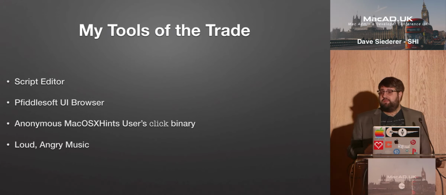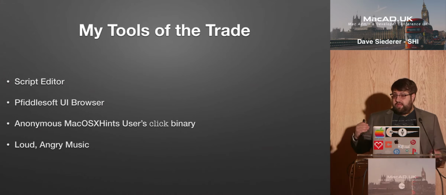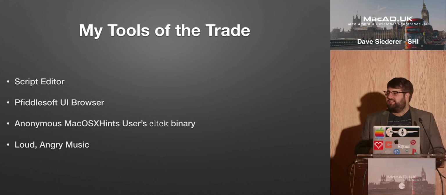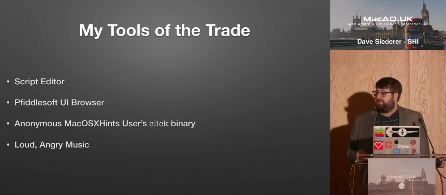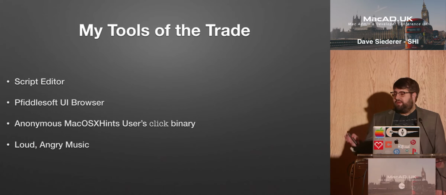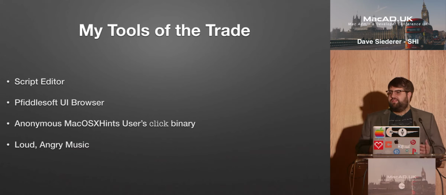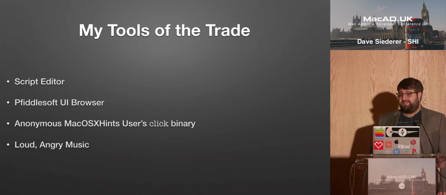Fiddlesoft has a wonderful app called UI Browser that I'm a big fan of, and that'll let you dig down to the exact elements that you want to get to. I am using a binary from someone on macOS 10 Hints, which has since shuttered or is read-only today. It was a very simple binary called click, and that is basically for uncooperative situations. Most of the time, if you say click this button, 9 times out of 10 it'll work. That 10th time, it's always the most important button on the page. And yeah, some loud, angry music does help with the patience part of things.